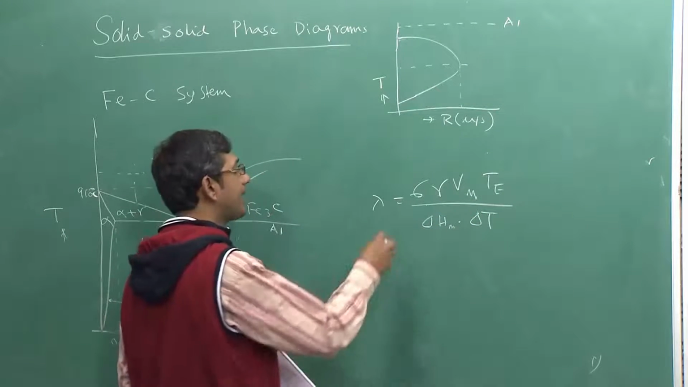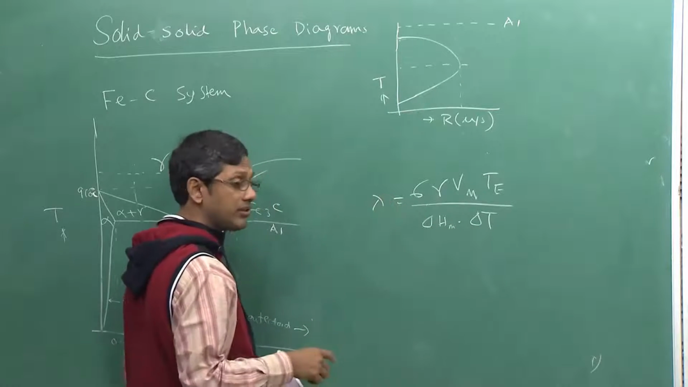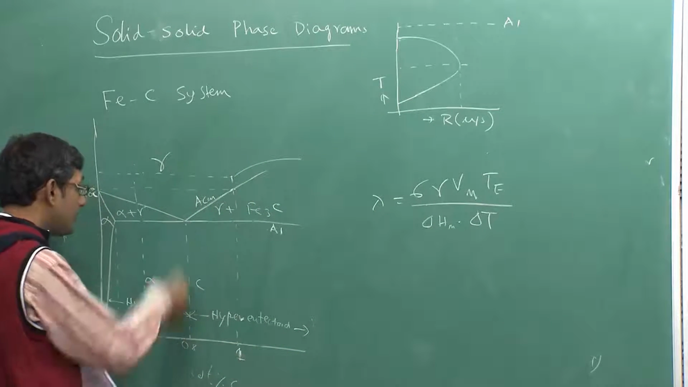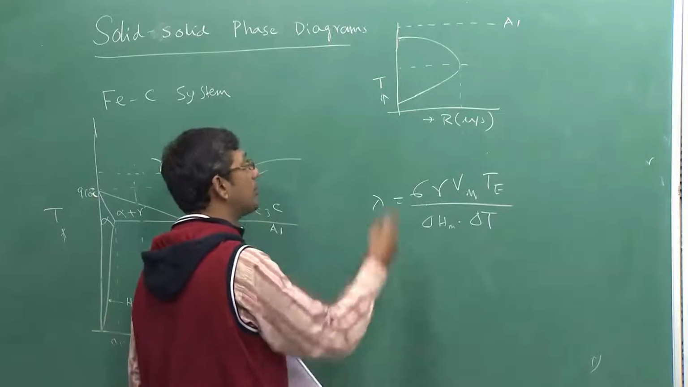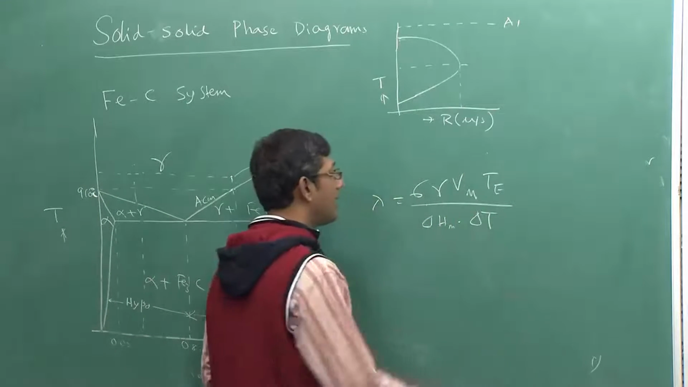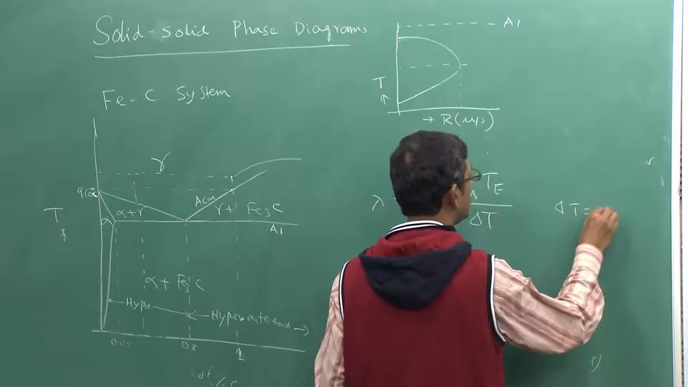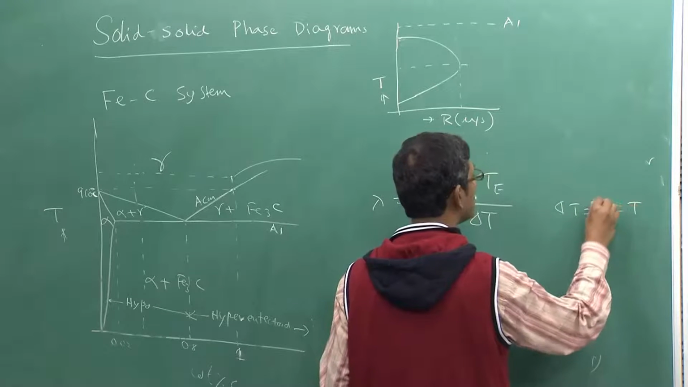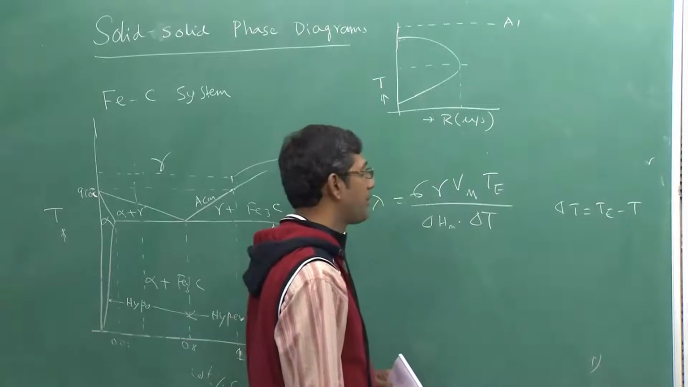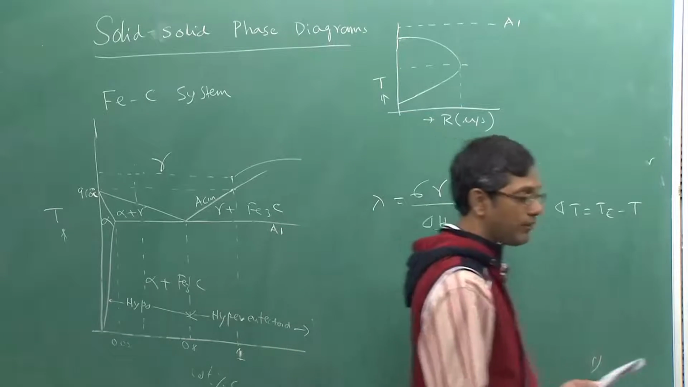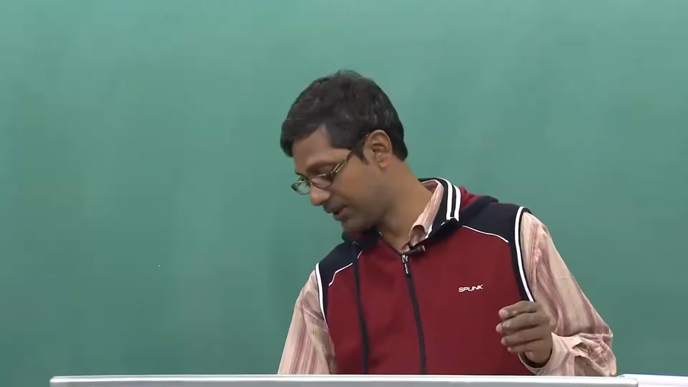As you see here, as delta T increases, lambda will decrease. As you decrease the temperature, lambda will decrease, and as you increase temperature, lambda will increase. Delta T is nothing but Te minus T, where Te is the eutectoid temperature. So that is all for the pearlitic transformations. In the next class we are going to start discussing martensites.